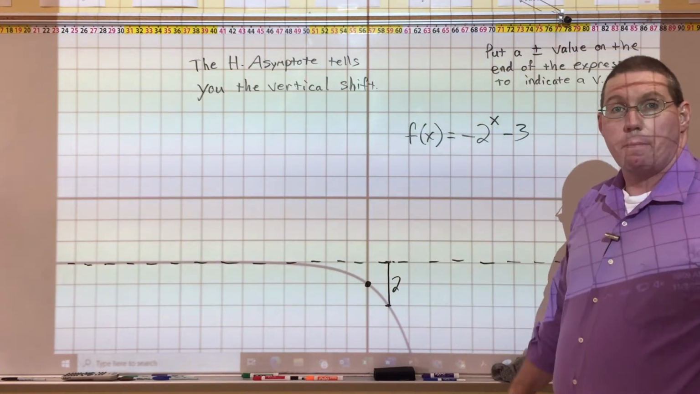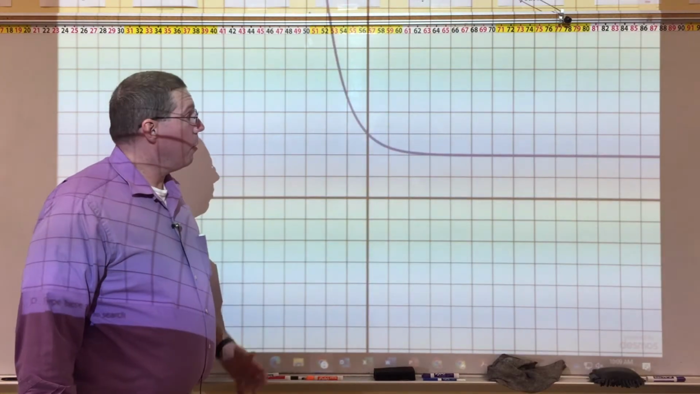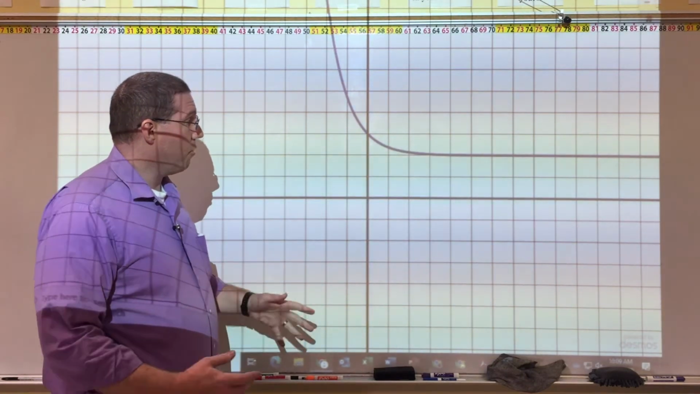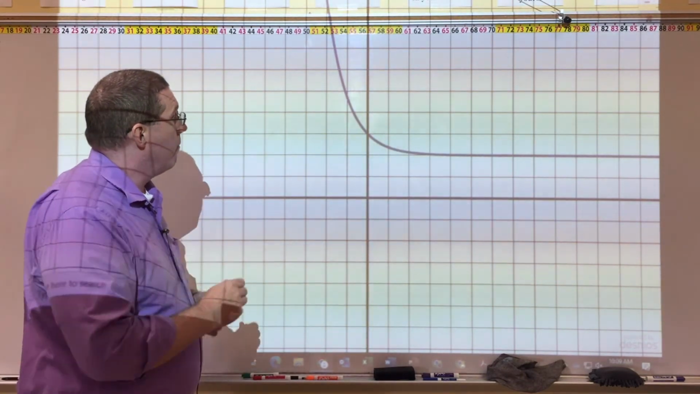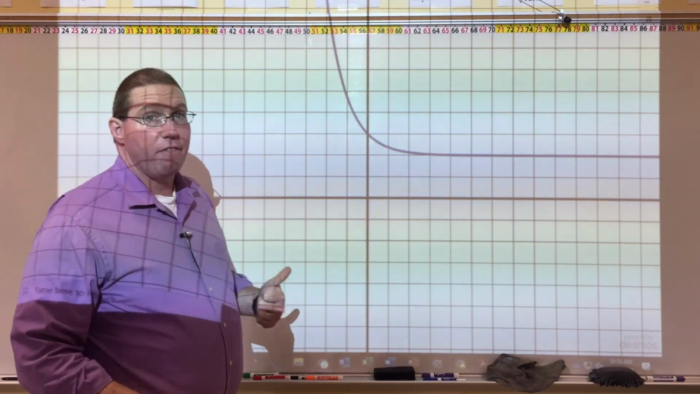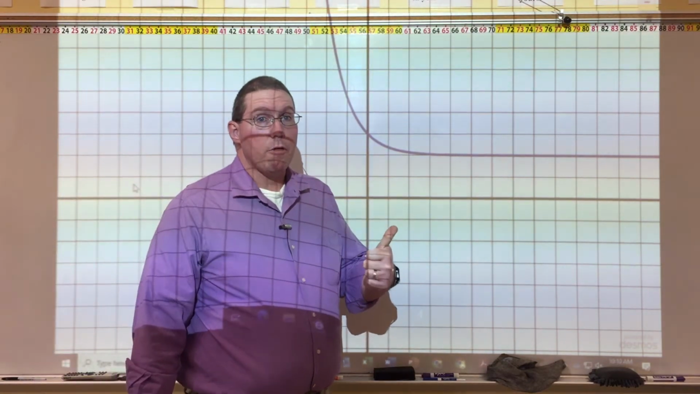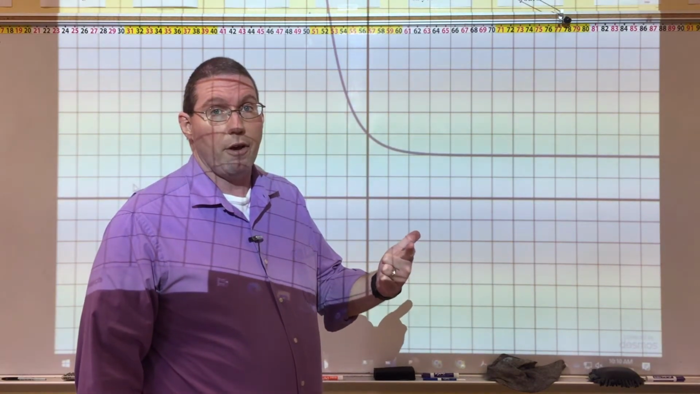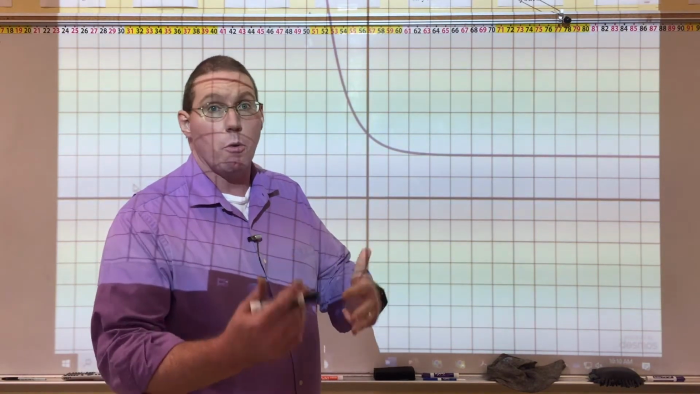Okay? Let's do a couple more examples. All right, so here we have another example. If you want to go ahead and try it yourself, you can. But let's go ahead and jump right in. Here's what we need to do. We need to identify the base. We also need to identify the vertical shift. We also have to identify whether there are any negatives on the front or on the x, right?